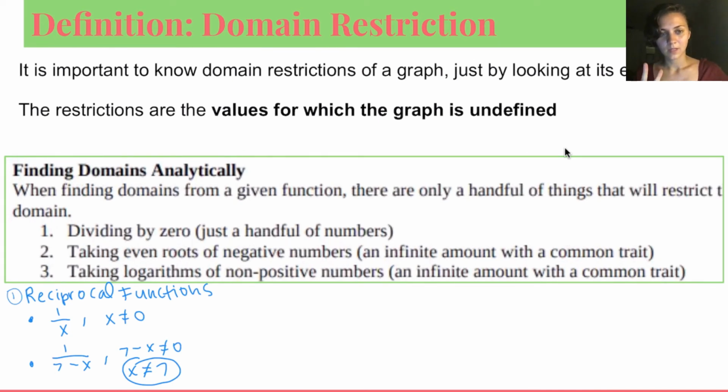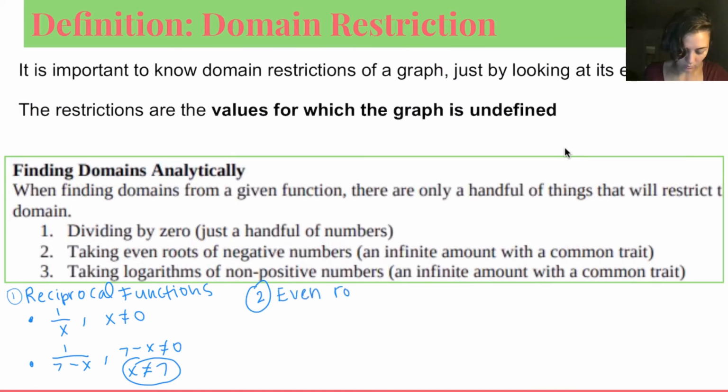Second rule, taking even roots of negative numbers. So if you have a square root, you know that you're not allowed to take the square root of -4, for instance. The square root of -4 is an imaginary number. It's not a real number. And so that is not in the domain that we want to include. So for number 2, this means even roots.